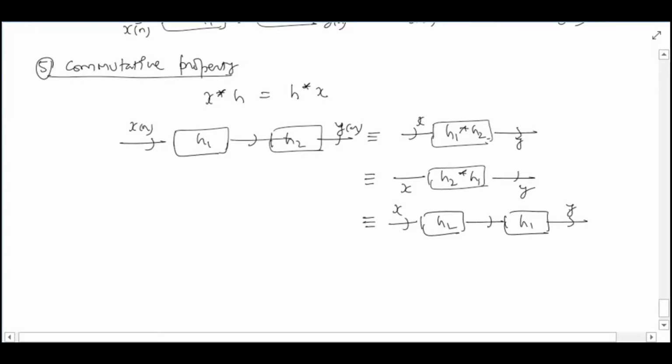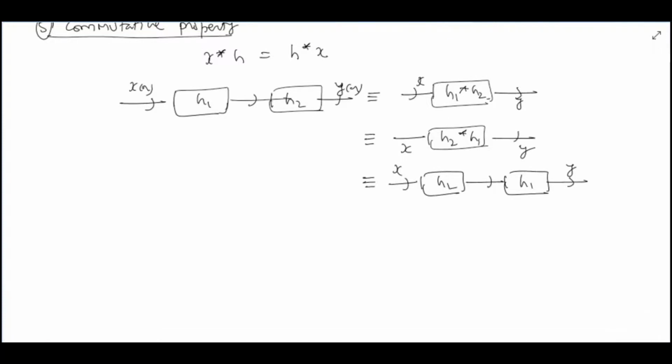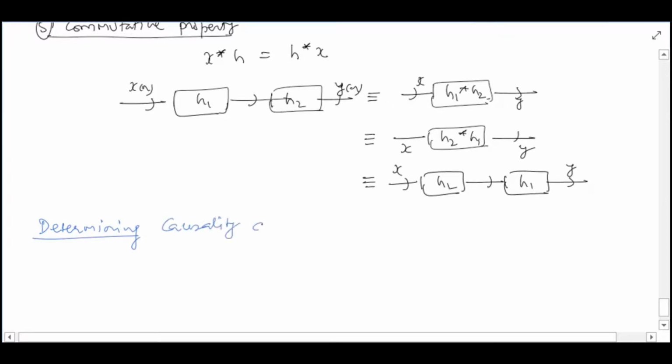Next, we will see whether we can determine causality and stability of linear time invariant systems from their impulse response. We expect this to be the case since impulse response fully characterizes LTI systems. Let's see how causality and stability are determined based on impulse responses. Okay, so determining causality and stability from the impulse response.